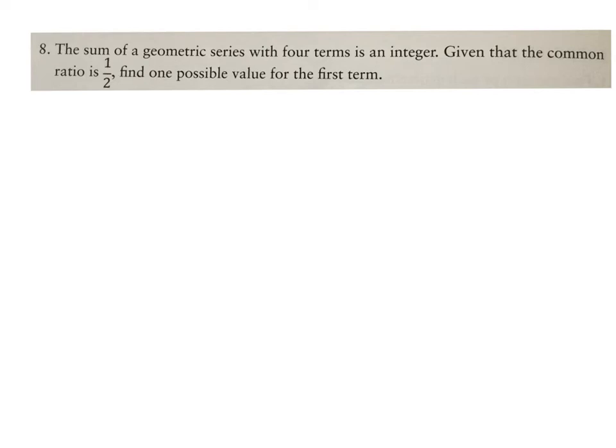The sum of a geometric series with 4 terms is an integer. Given that the common ratio is a half, find one possible value for the first term. So because it's only 4 terms, we'll write it out in full.